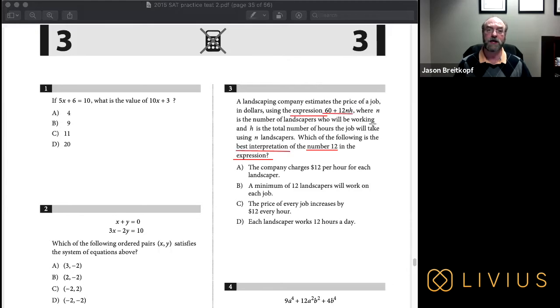60 plus 12NH. Then they give us information about the variables. N is the number of landscapers. So it's the total number of people who will be working. H represents the total number of hours the job will take using N landscapers. Great. So now we know what our variables represent. N is the number of landscapers, H is the number of hours. So we want to find the value 12. What does it represent in this expression?